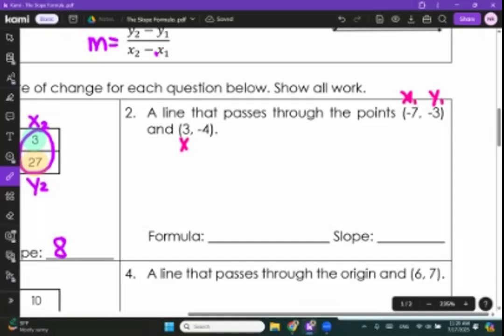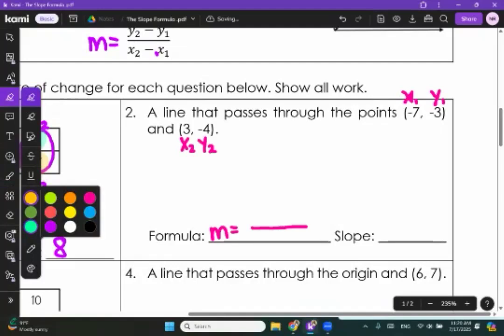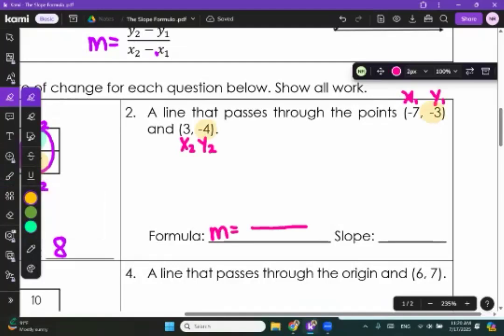And we will label this one as x2, y2. So for our formula, first we subtract the y values. 2 minus 1, second minus the first one. So -4 minus what? -3.